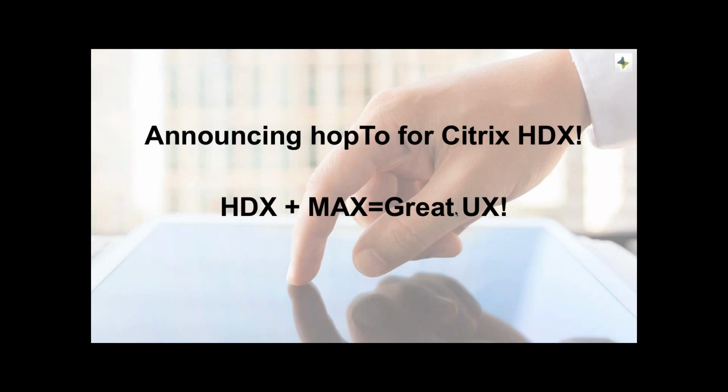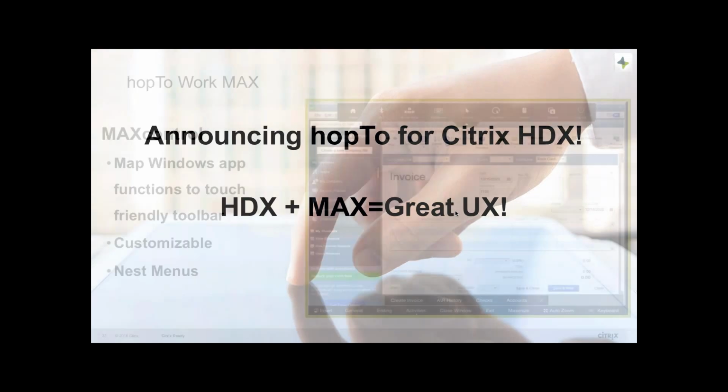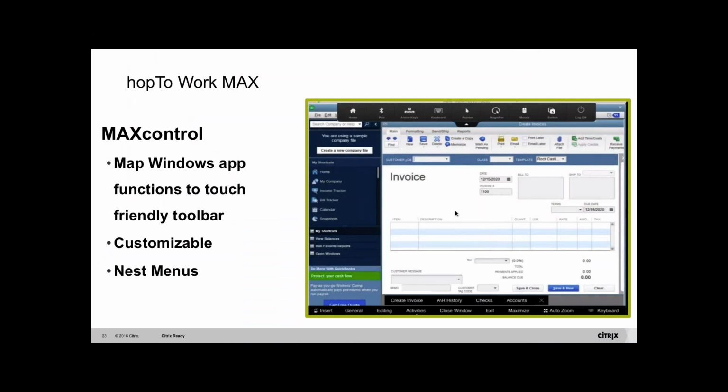So let's talk about a few of these features before we jump into the demo. The first one is Max Control. What Max Control does is allow you to create touch buttons to control your app. You can map app functions to touch buttons to give you touch button control of that app. So it's very customizable. You can nest menus and commands within it, and we'll show you this in the demo, but it makes that app much easier to interact with.